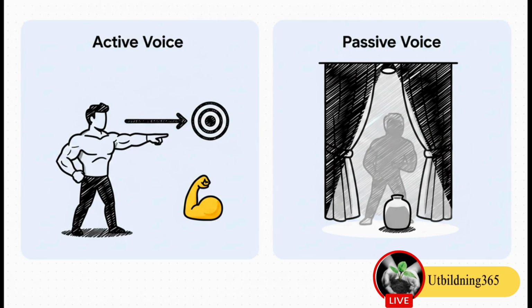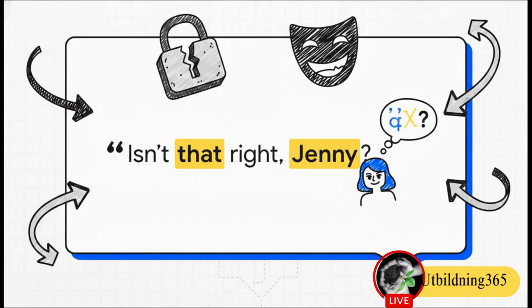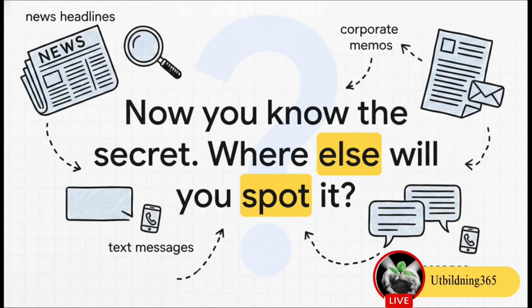But as our friend Jenny demonstrated so well, it's also the absolute perfect tool for avoiding responsibility. And that brings us right back to where we started. We've totally cracked the case. Jenny used the passive voice not because it was more clear, but because it was way more convenient. It was a perfect little grammatical getaway. Isn't that right, Jenny? So now you know the secret.